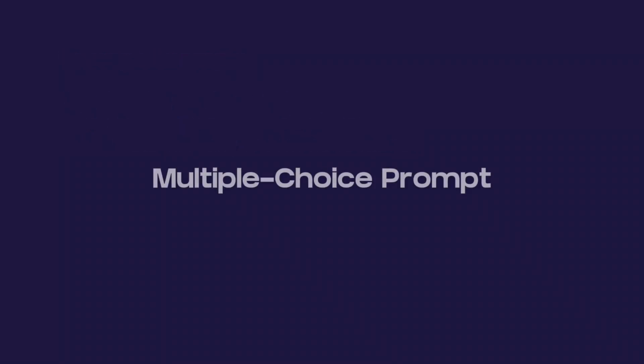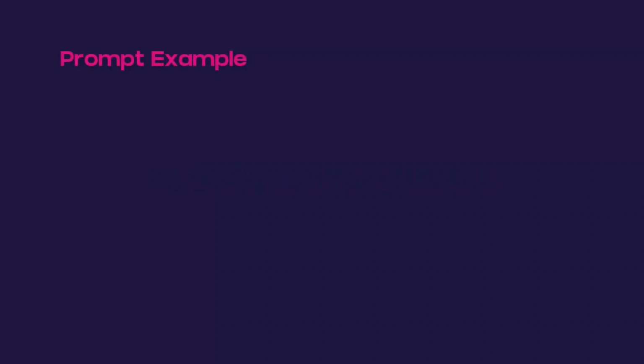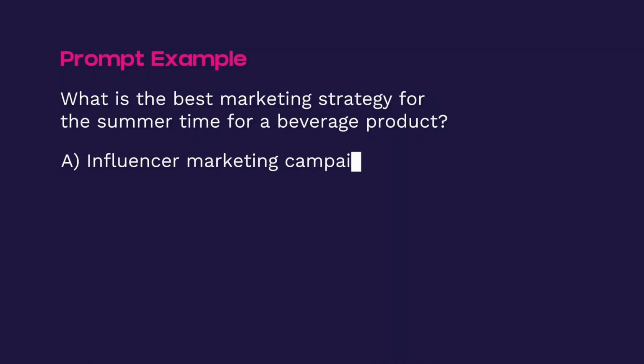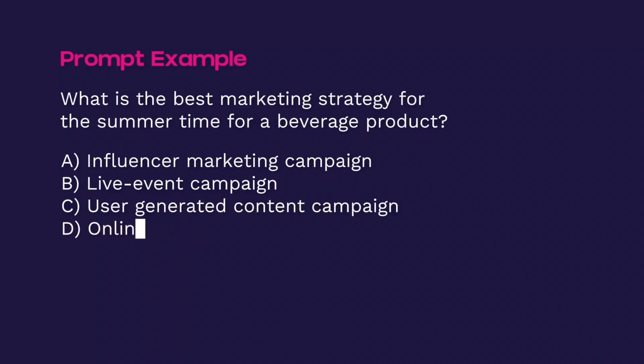And then you have the MCQ prompt, or the multiple choice question prompt. And this is essentially providing multiple different options to the model to choose from. And this can be super useful for when you're testing yourself or you want to narrow down with the options that you have. So an example here could be something like, what is the best marketing strategy for the summertime for a beverage product? A. Influencer marketing campaign, B. Live event campaign, C. User-generated content campaign, or D. An online AMA. Explain your reasoning.